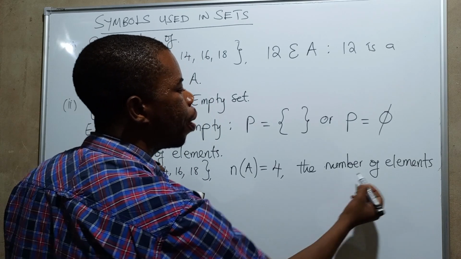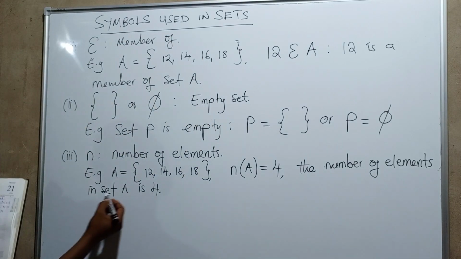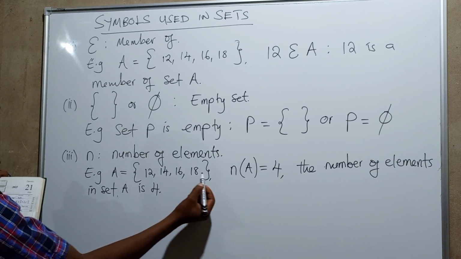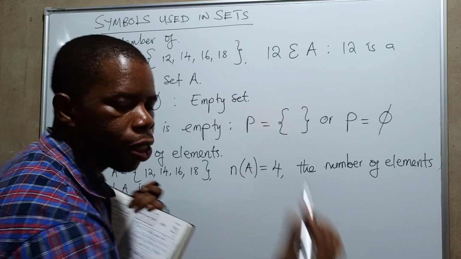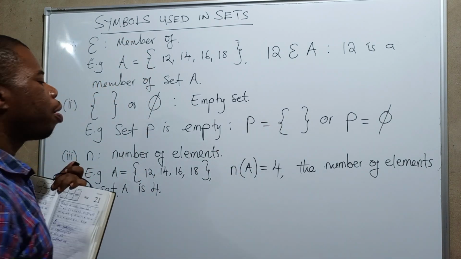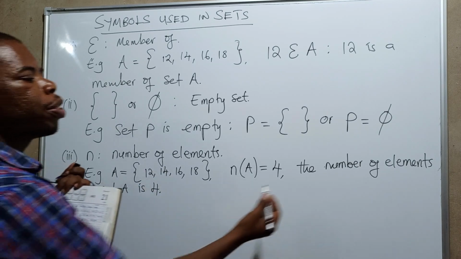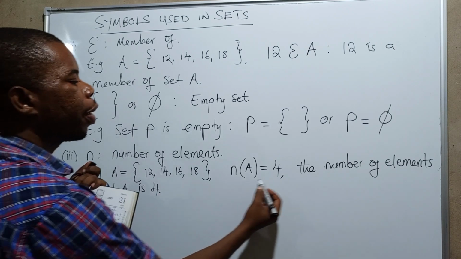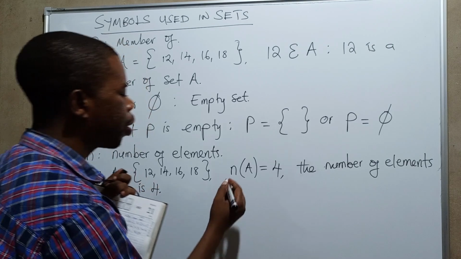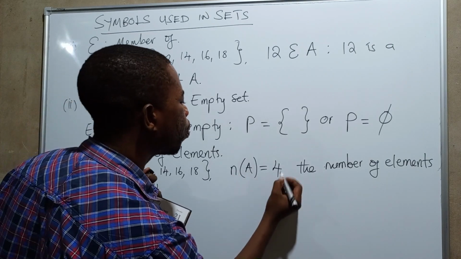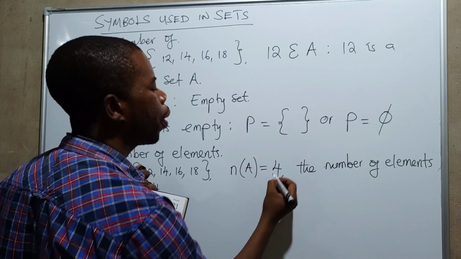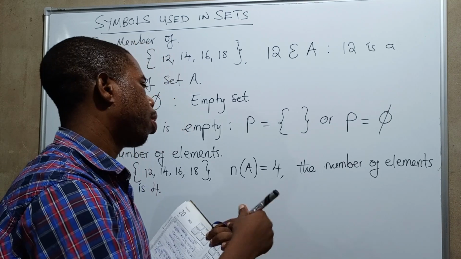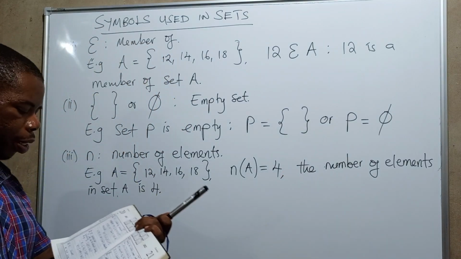I've written the number of elements in set A is 4. Because there are how many elements here? 1, 2, 3, 4. Now, if I'm asked how many elements are in set A, instead of saying the number of elements in set A is 4, I can write it like this in mathematics. I'll just say n open brackets A equals 4. It means number of elements in set A is 4. So that is very beautiful, right? That's the beauty about mathematics.